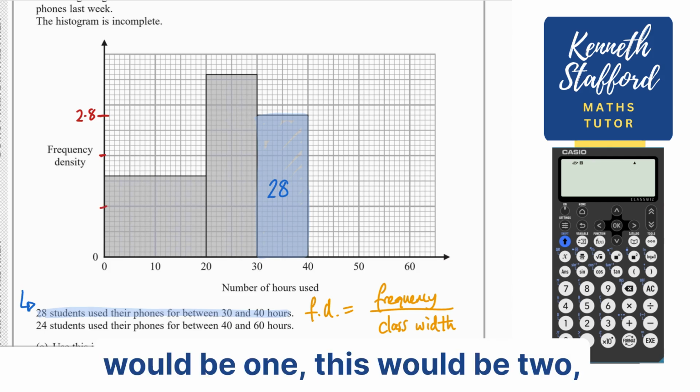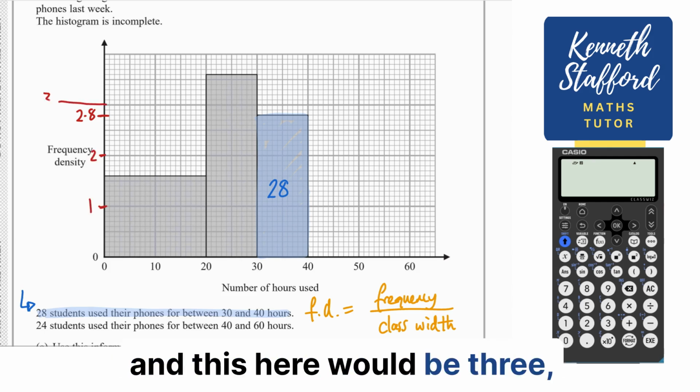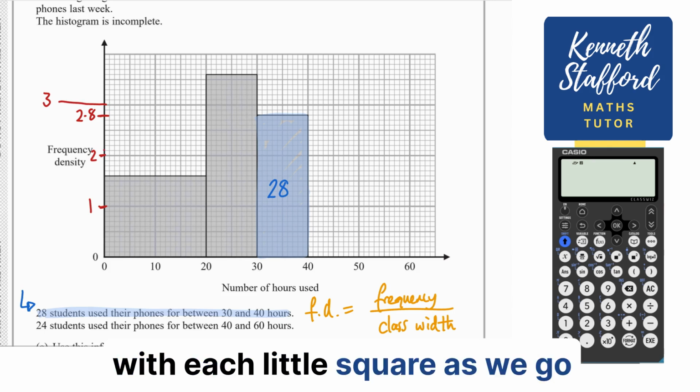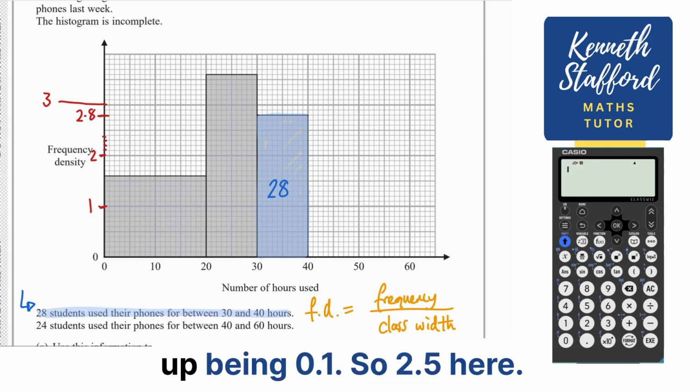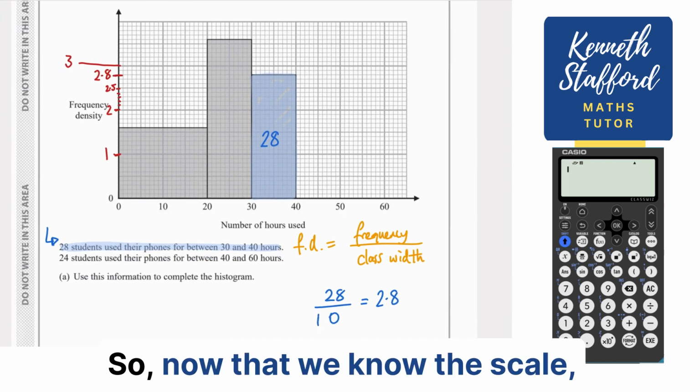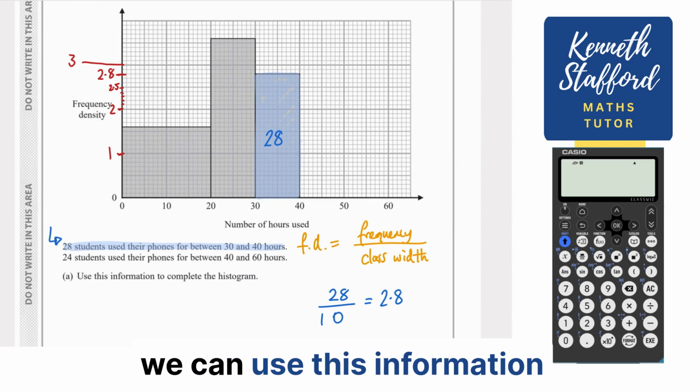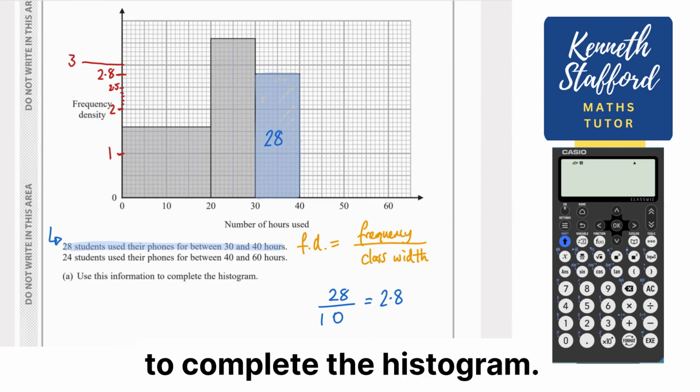This would be 1, this would be 2, and this here would be 3, with each little square as we go up being 0.1, so 2.5 here. So now that we know the scale, we can use this information to complete the histogram.